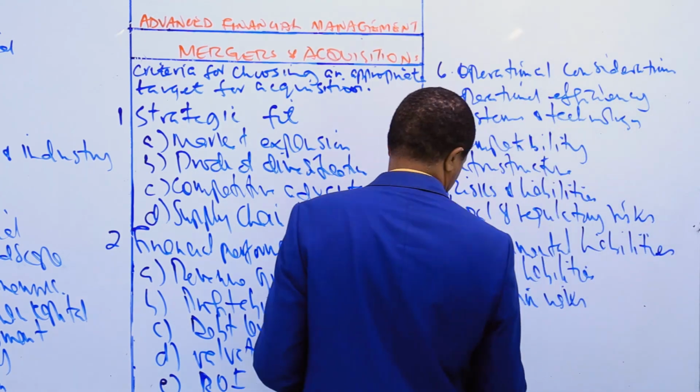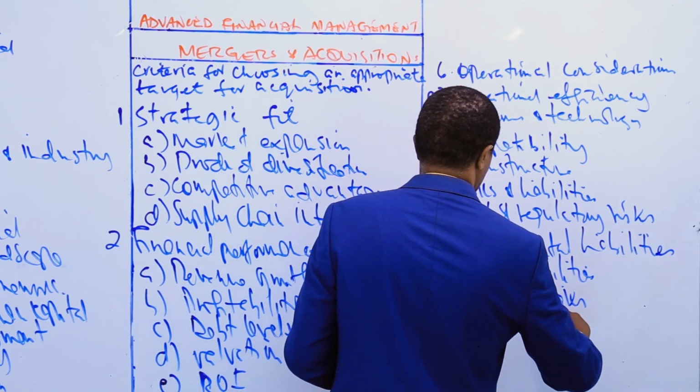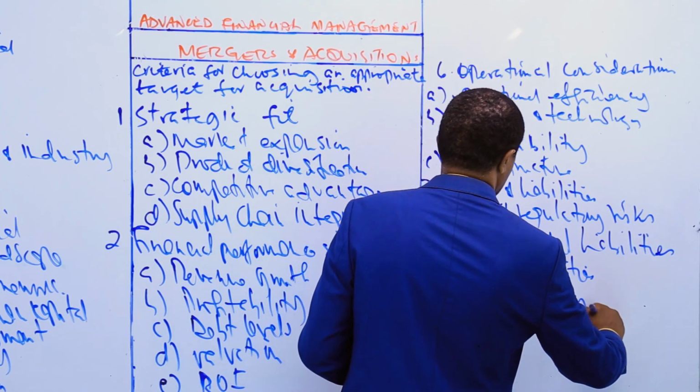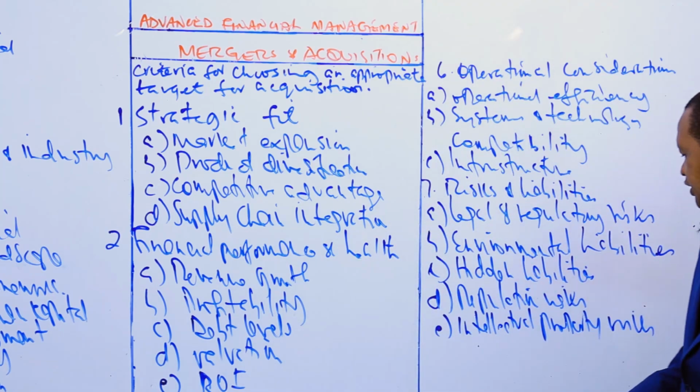5, intellectual property risks. That is to mean strength and enforceability of intellectual property and potential infringement issues. So this is the 7th criterion.